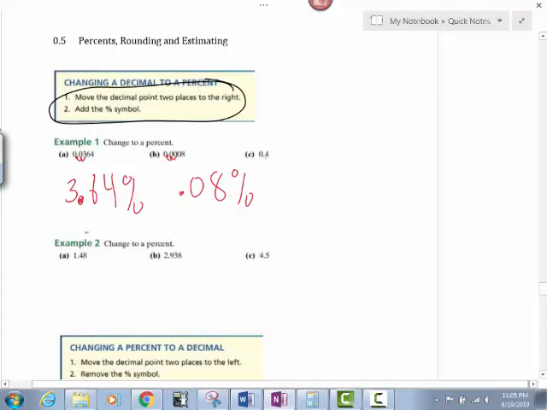Do the same thing for the last one. Look, I'm going to go 1, 2. Now I'm putting it here. I need to put something in that space. What I'm going to put in that space is a 0. 40%, okay? If you want to put the little dot there, that's okay too.